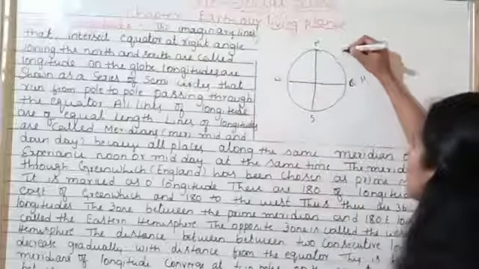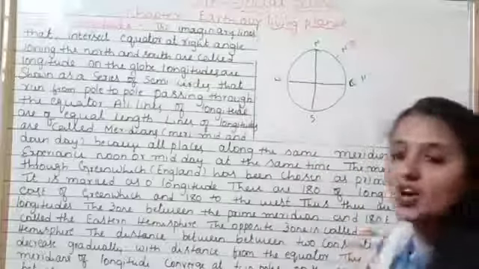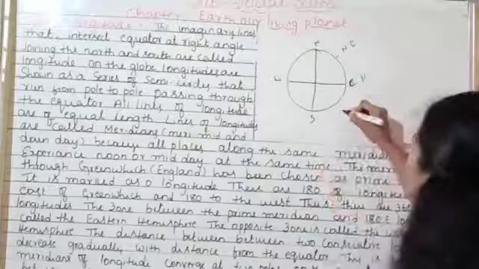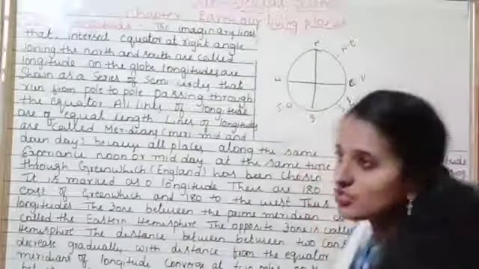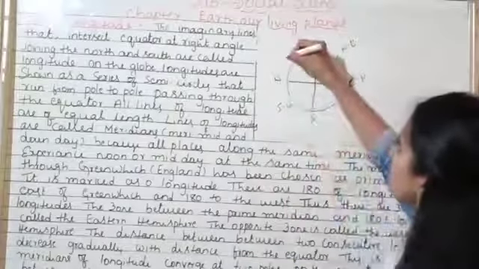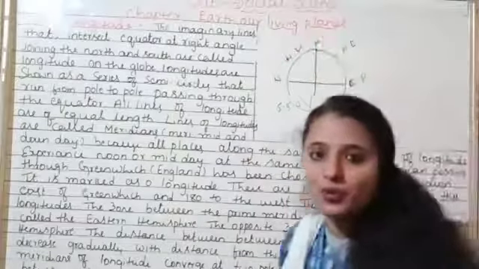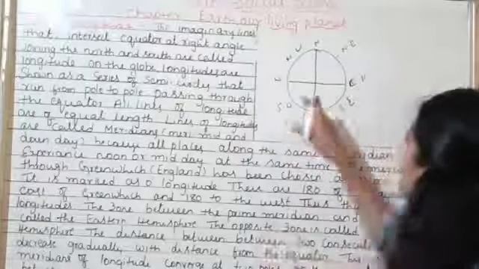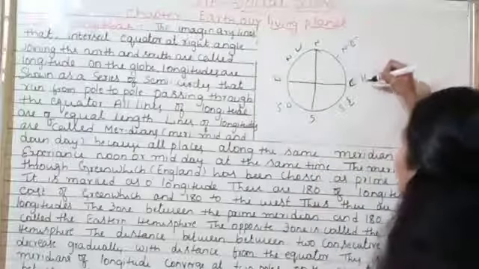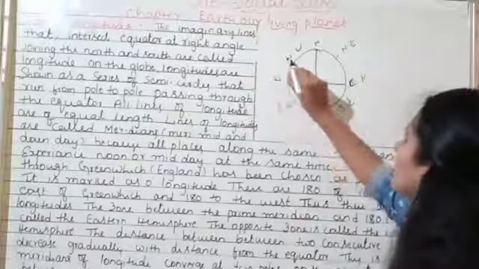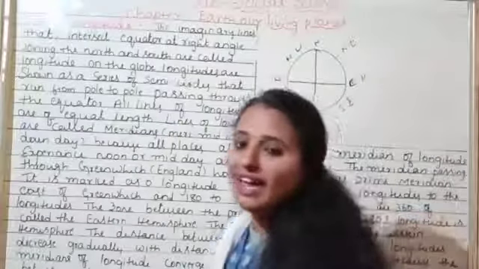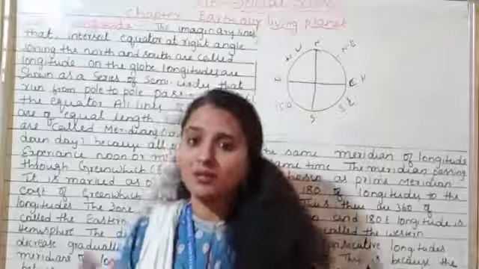This part is called northeast. This is called southeast, this is called southwest and this is called northwest. I hope you understood, children, in a very simple way. So north, northeast, east, southeast, south, southwest, west, northwest. These are the 8 directions available on the earth.